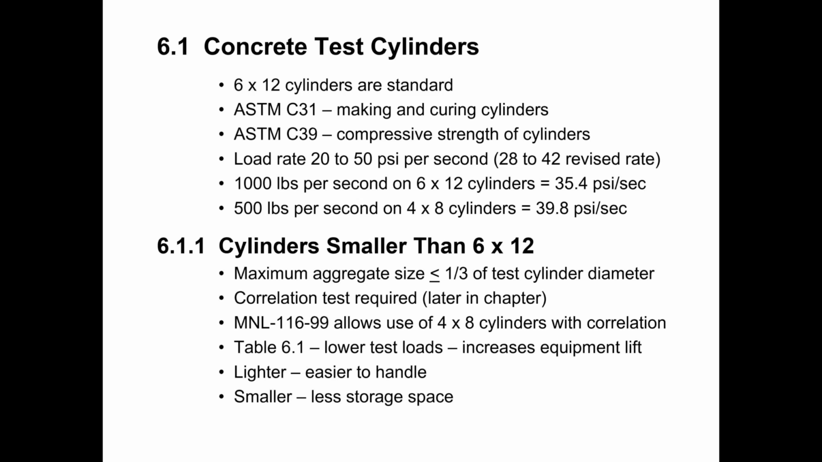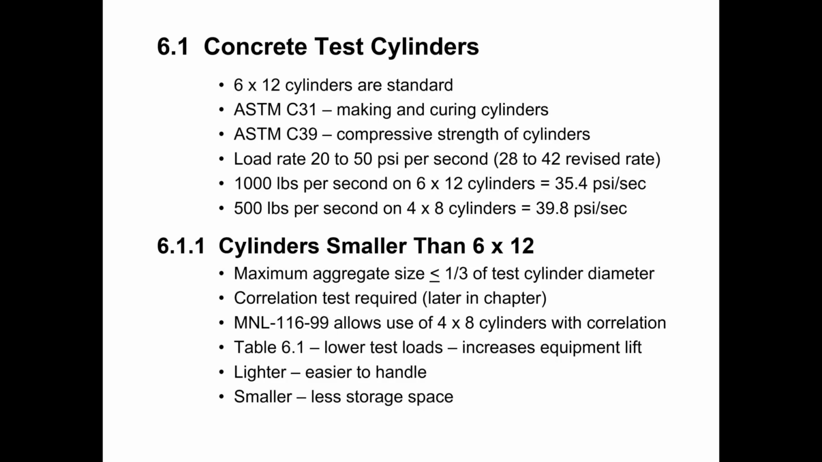All right, so there are some advantages to using smaller cylinders. Those are shown in a table on page 6.2. The 4x8 cylinder has a volume that's less than 1/3 the volume of a 6x12 cylinder, so you need less concrete, a smaller sample to make your 4x8 cylinders. Likewise, the weight of 4x8 cylinders is less than 1/3 the weight of 6x12 cylinders, so they're easier to move around, easier to transport by hand.